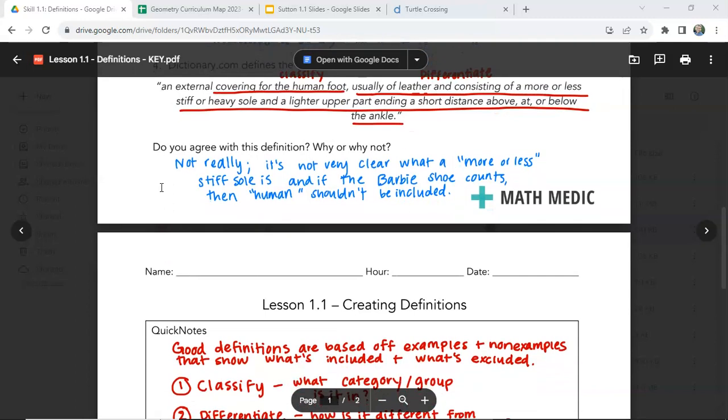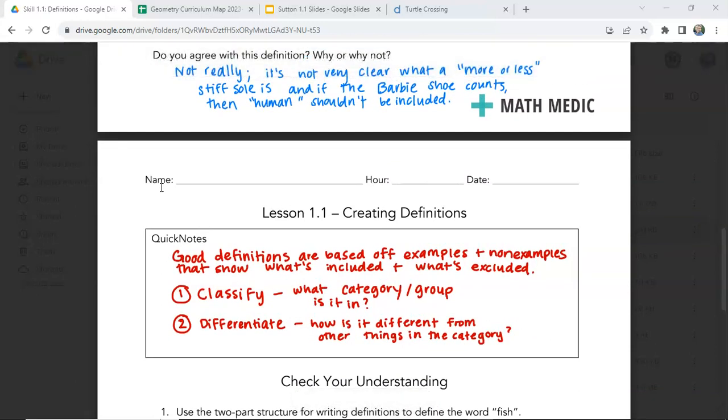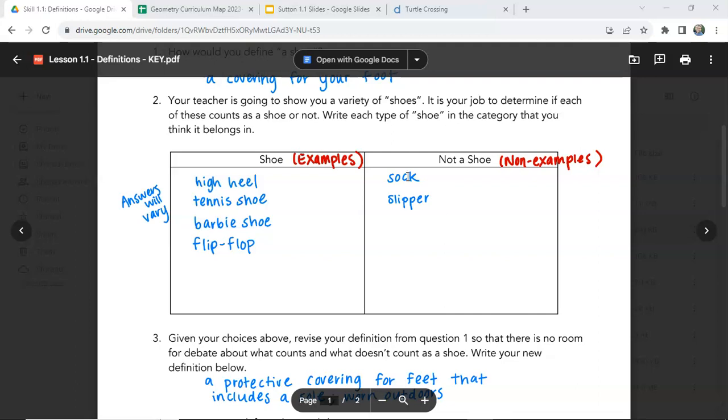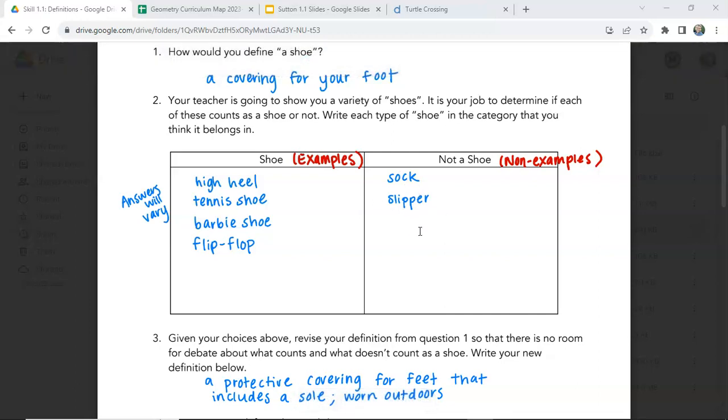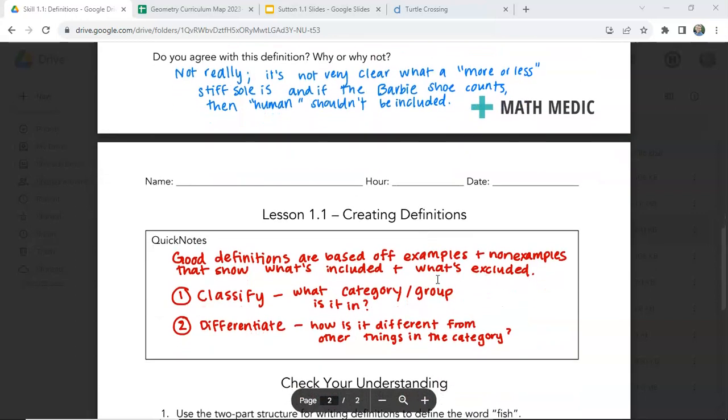So let's go on to the next part. Let's go on to the quick notes here. So good definitions are based off examples and non-examples, right? So we included some examples of shoes and some non-examples of shoes that might kind of mess with our definition there. So we want to think about those things when we're coming up with definitions. So we want to classify what category or group it is in, and we want to differentiate. How is it different from other things in the category or in similar categories, right? So that's kind of what we're doing here for this lesson.